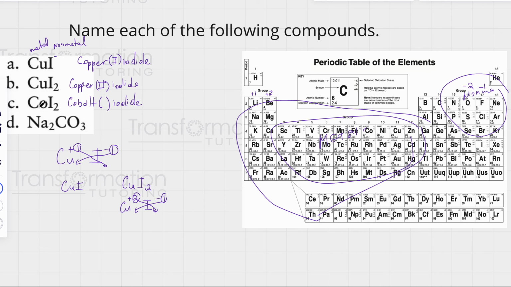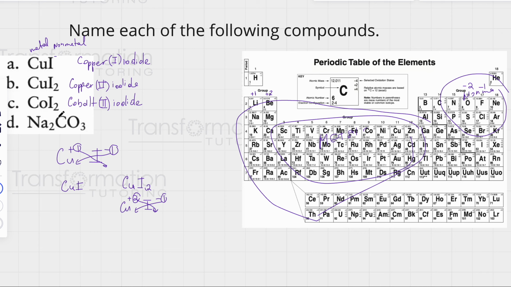And we said that cobalt was a transition metal, so we have to put a Roman numeral here. What Roman numeral should we put? We should put the number that's next to iodine. So it's 2. Cobalt 2, iodine, just like copper, because we see 2 next to iodine, and we know iodine is -1. Copper had 2, cobalt has 2. So this is cobalt(II) iodide. And let's go to the next one.